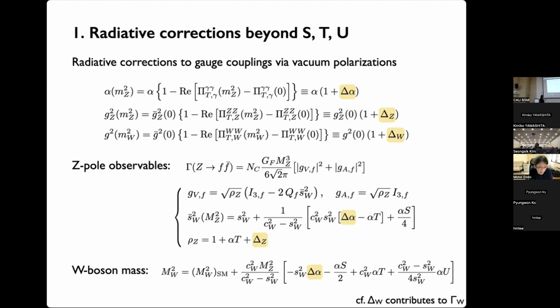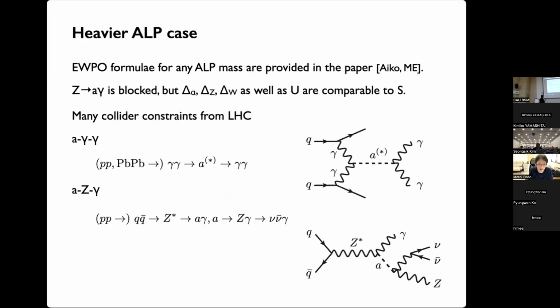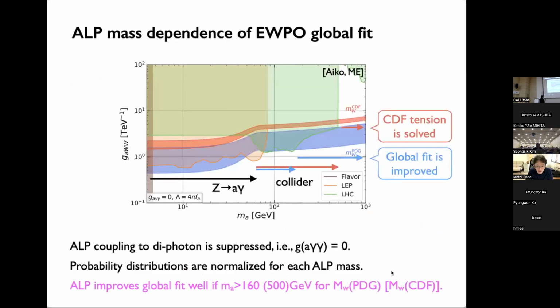I mean that the fit quality becomes poor. If we choose lambda equal f_a, then the red and blue region drop suddenly. In that case, we cannot solve the CDF tension. So the result, of course, depends on the cutoff scale. And if the CDF result is true, then probably the cutoff scale is likely to be larger than f_a. Okay, thank you.